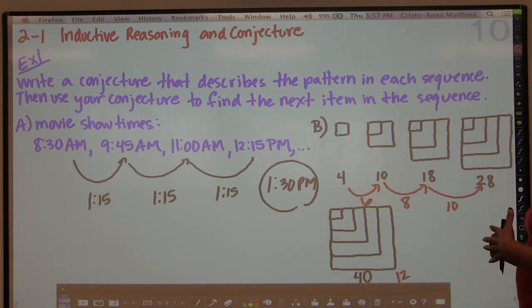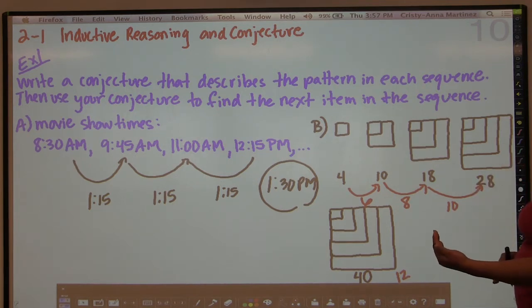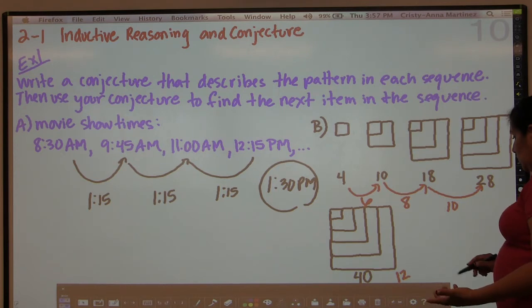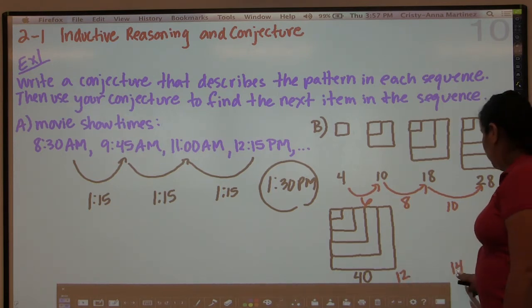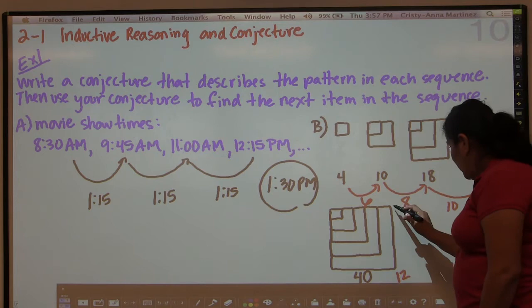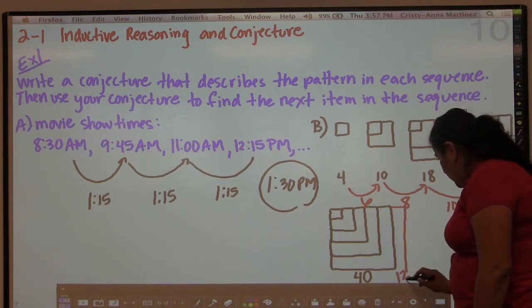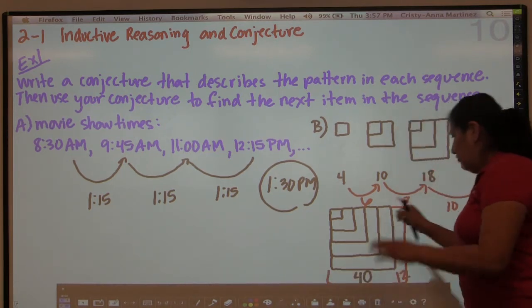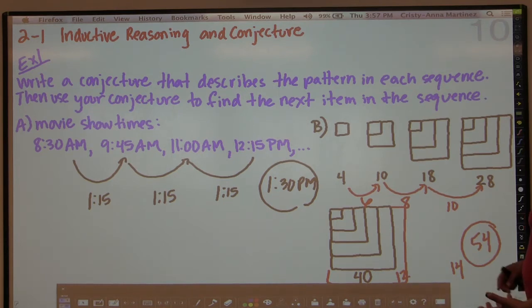So if we use that conjecture to find the next item, we would expect it to increase by 14, because 14 is 12 plus 2. So it would have 40 plus 14, so it would have 54 segments. And you could draw that, you could add your little extra piece there, and you could count them all out. But it would be easier to just use the numbers and go with 54 segments.